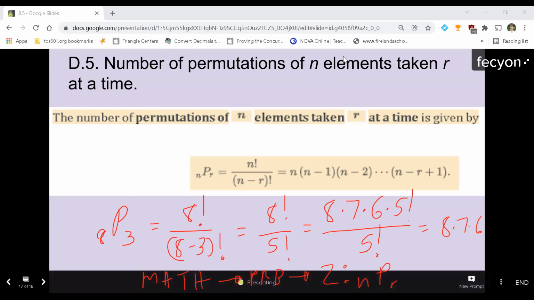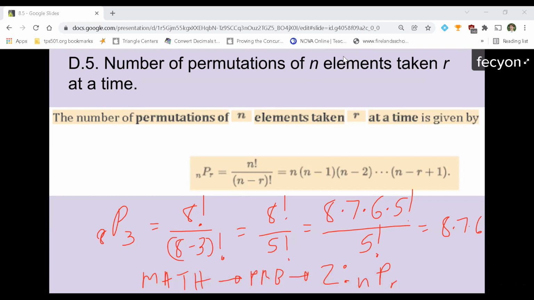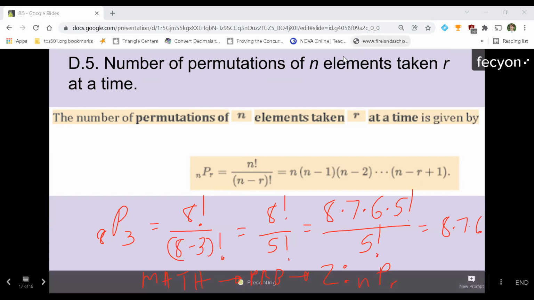Anybody need more time to write any of that nonsense? If you do, just stop me. We're almost done with this lesson. We got plenty of time.